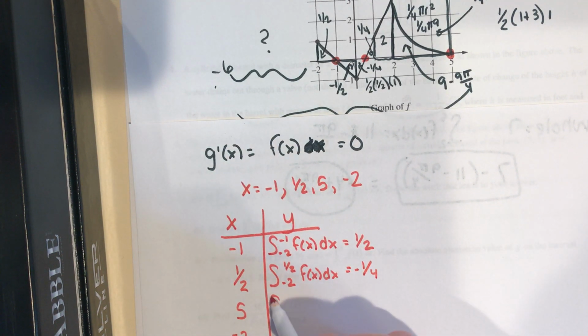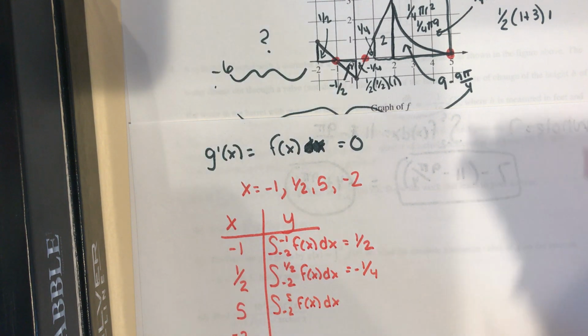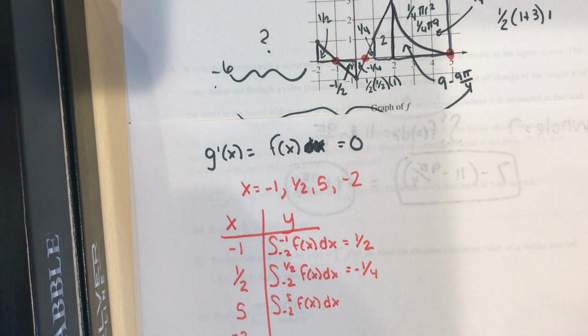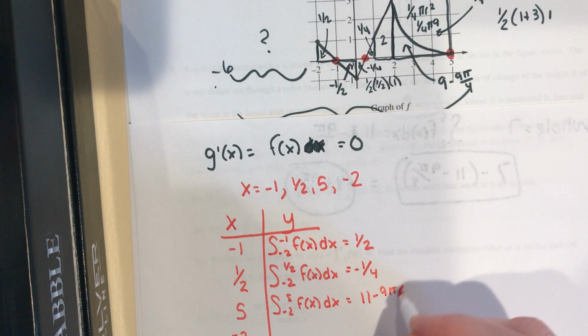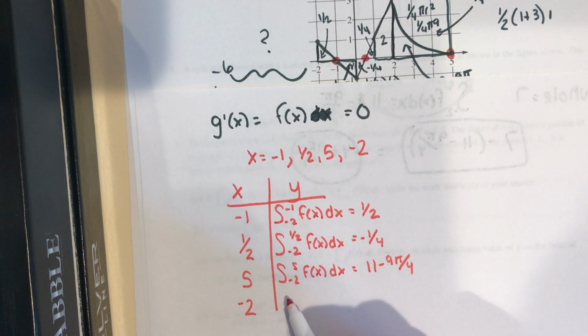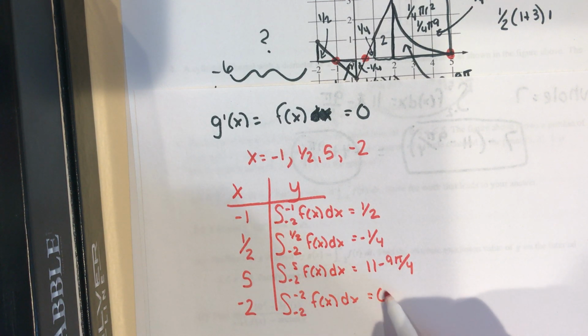Third one, I'm going to go from -2 to 5. So I already know that whole area. That's the big area, and we got that in letter A, I think, right? 11 minus 9 pi over 4. And then the integral from -2 to -2, that's one of our properties of integrals. It's the same, so that area is just going to be 0.